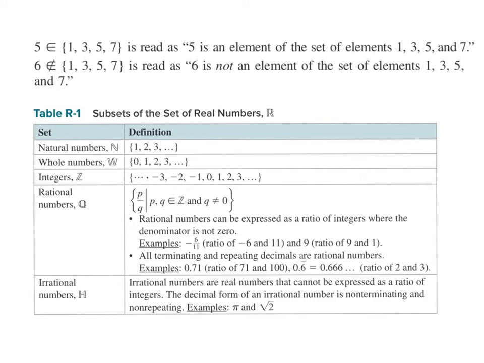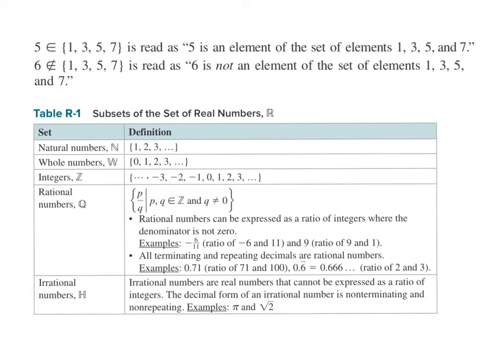Now, I think this is on page 2 of your book. This is all the different real number subsets that we need to know, and most of them you know already. You definitely covered this in Algebra 1 and Algebra 2. The one big difference in this book is they use this funky H to represent irrational numbers. Okay?